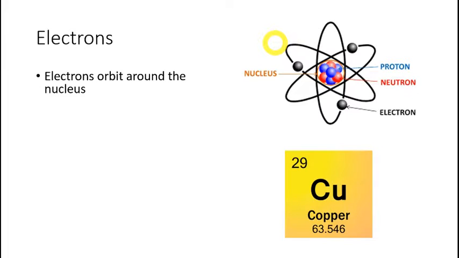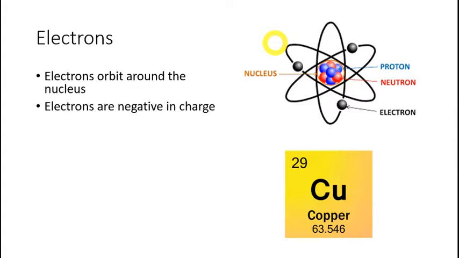So electrons orbit around the nucleus. Electrons are negative in charge. Remember, protons are positive in charge, and we'll learn a little bit more in the future when we study Coulomb, but he discovered what we know now as opposites attract and like charges repel one another. So these are opposite in charge. A proton and an electron are opposite in charge. One's positive and one's negative.